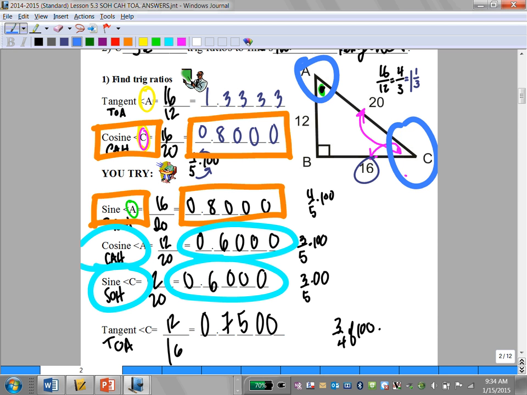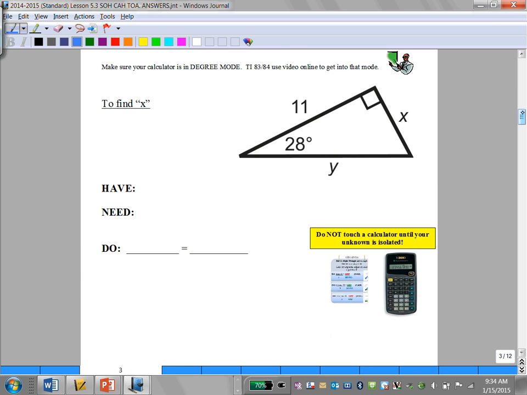The sine of one is always going to be the what of the other? Cosine. So the cosine of one is going to be the sine of the other. That's a little trick you should recognize. Okay, that's how you find trig ratios. Now we're going to use them. That's what you did last night. We'll work through this kind of quickly.